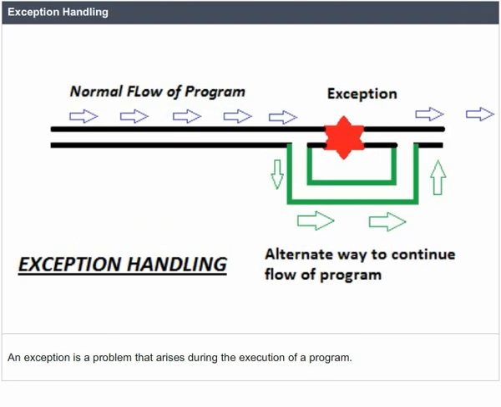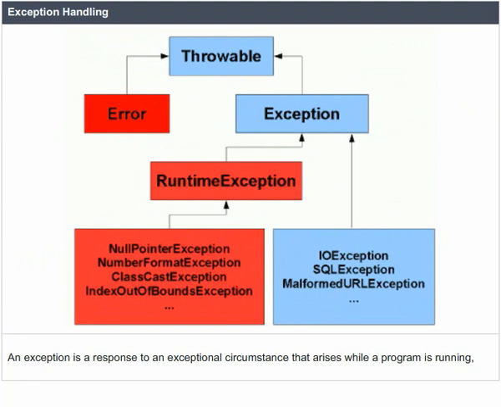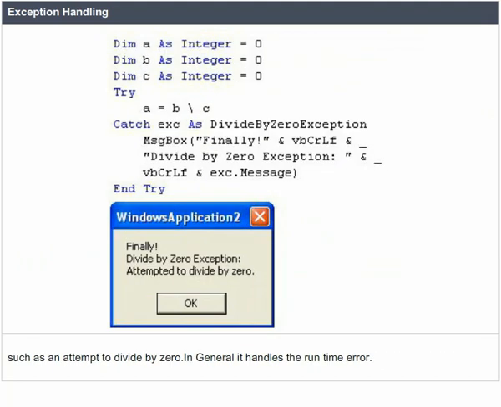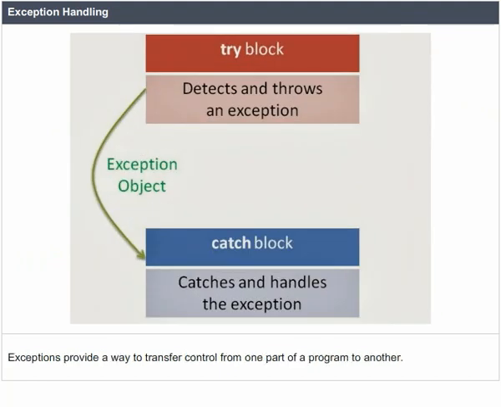Exception handling. An exception is a problem that arises during the execution of a program. An exception is a response to an exceptional circumstance that arises while a program is running, such as an attempt to divide by 0. In general, it handles the runtime error. Exception provides a way to transfer control from one part of the program to another.